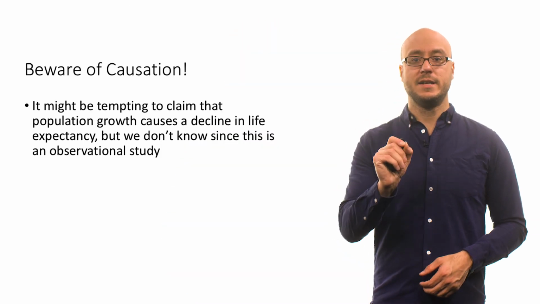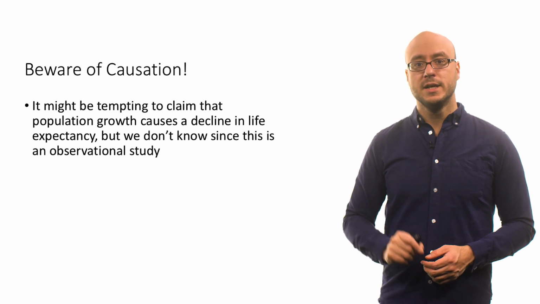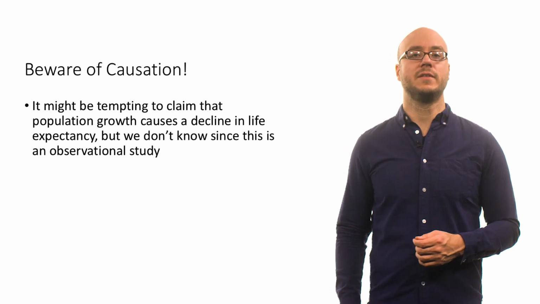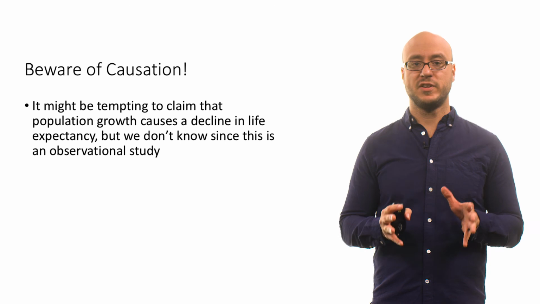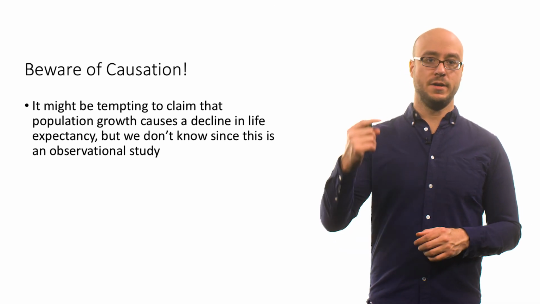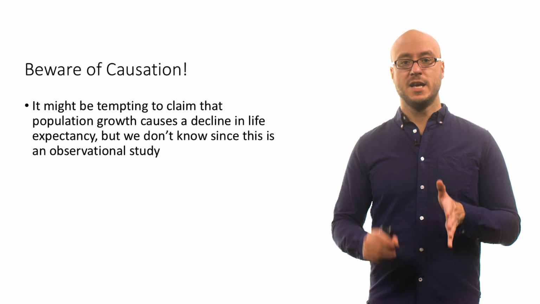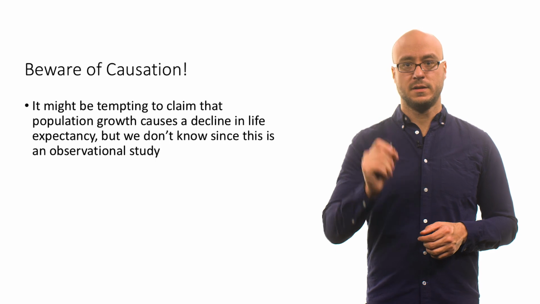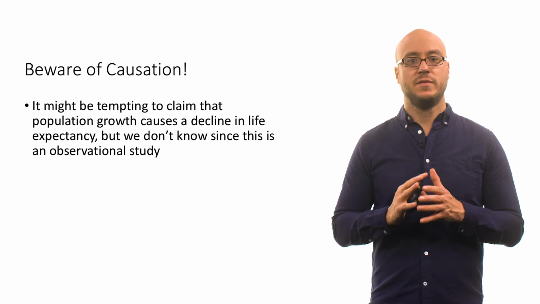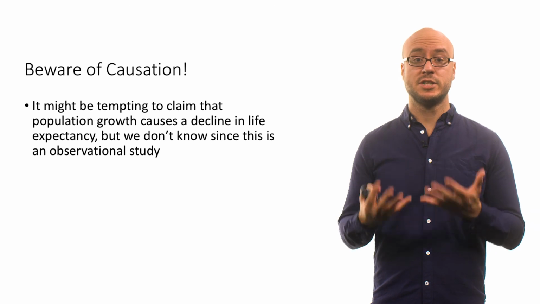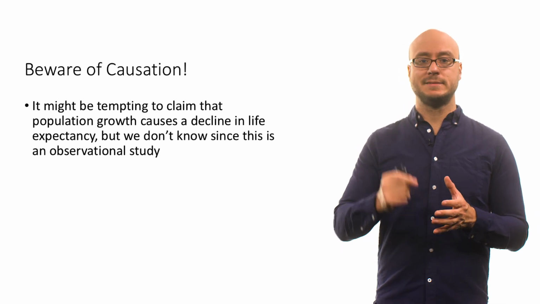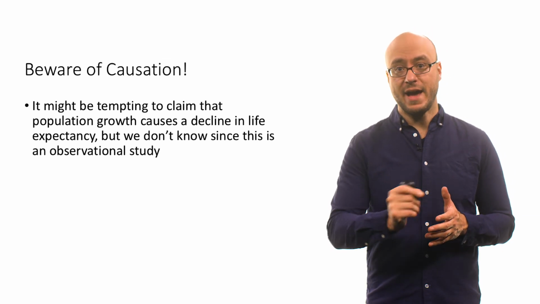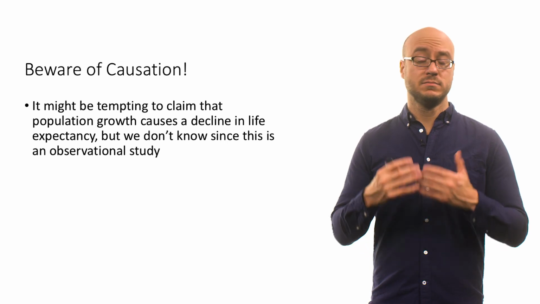This is a danger with simple linear regression, or regression models more generally, that it might be tempting to claim that population growth is somehow causing a decline in life expectancy, but we really don't know, because this is an observational study. It's just a bunch of measurements on population growth and a bunch of measurements on life expectancy, and we're using different values of population growth to predict the mean life expectancy. We don't know if this is causal or not. It does suggest that we might want to look into the mechanisms, the processes by which we might think population growth affects life expectancy.